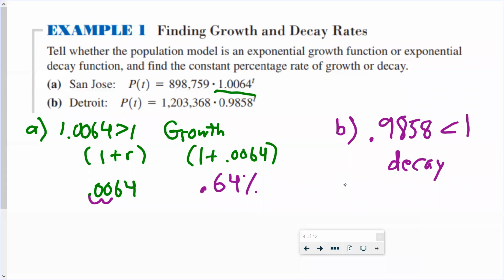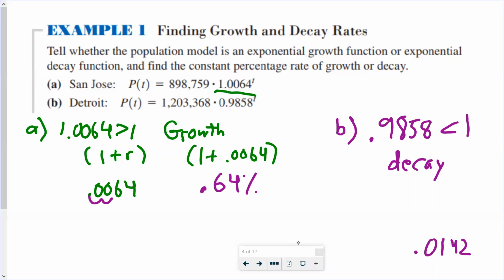I'm not sure if I did it right, but I subtracted 0.9858 from 1 and got 0.0142. So would that be a 1.42% decay?